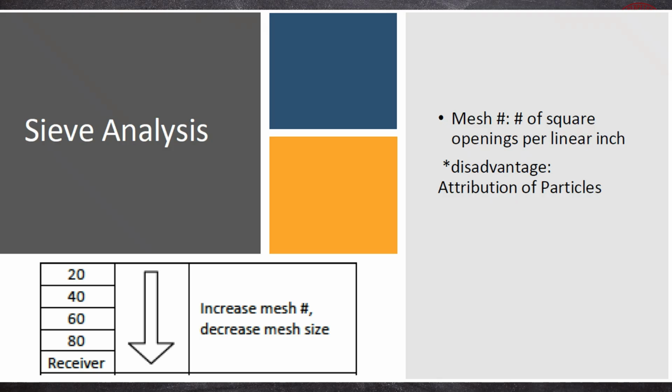Next, the whole stack is shaken mechanically for several minutes. Particles are separated according to their size. The big ones stay on top, while smaller particles pass through until they reach a sieve small enough to trap them. The receiver at the bottom collects the finest particles that pass through all sieves. After that, each fraction is weighed, and from these weights, we can calculate the particle size distribution of the sample.